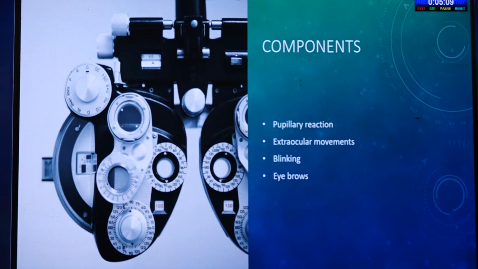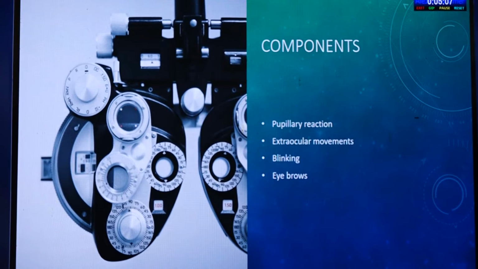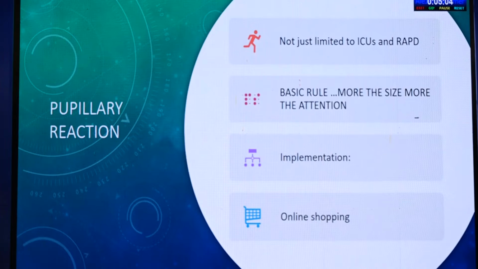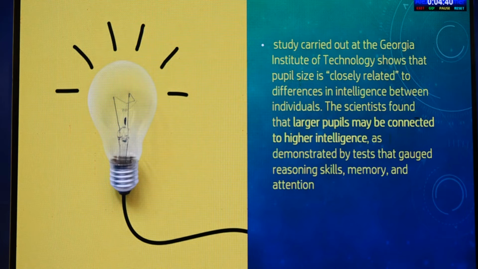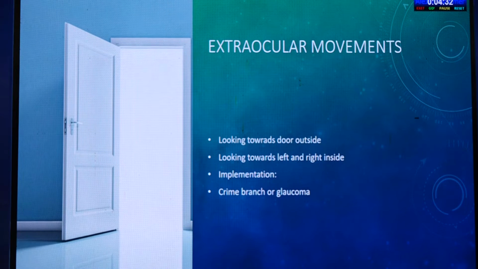I would like to focus on the 4 components I have observed which can be linked to psychiatry in our eye. First is pupillary reaction. Not just limited to ICUs and RAPD, pupils should react to light. The basic rule is, the more the size, the more the attention. If you are giving more attention, your pupil size will be dilated. That is a known fact. We can implement that in any scenario, mainly in online shopping. If the front camera is on, we can see the pupil size, and if you are interested in a product, you are liking it. A study has closely related pupil size to different intelligence. So more intelligence, more pupillary size, also a known fact.